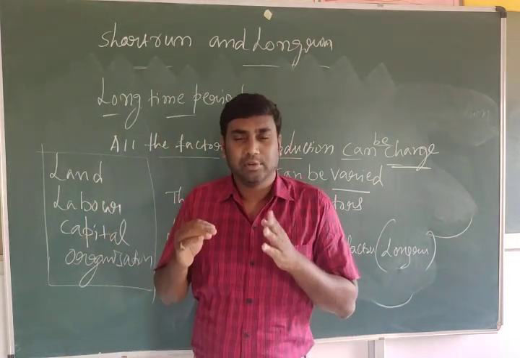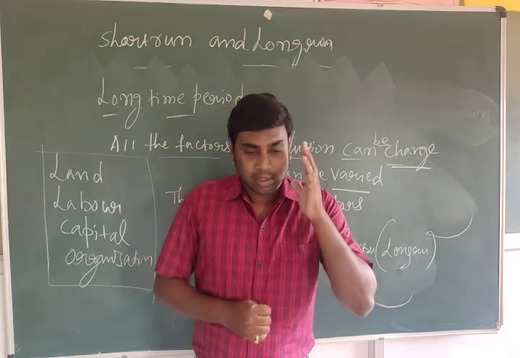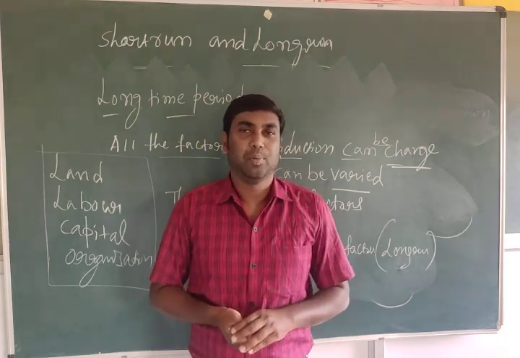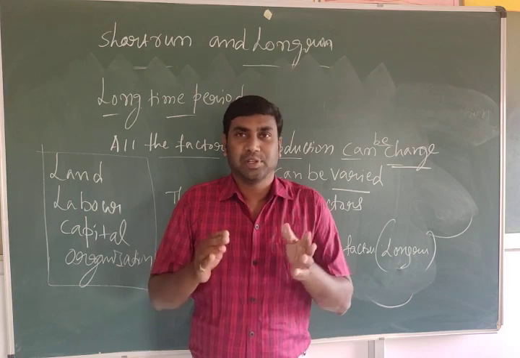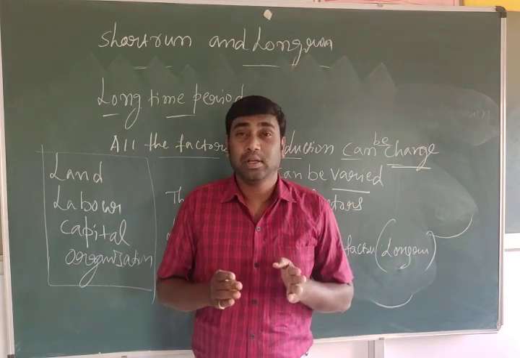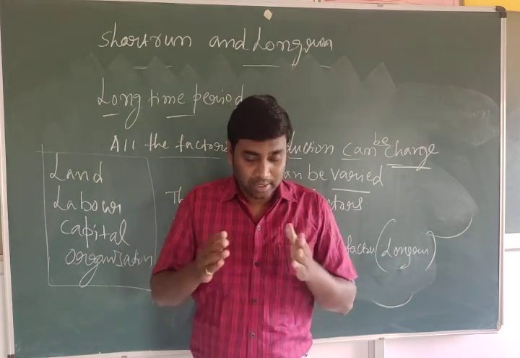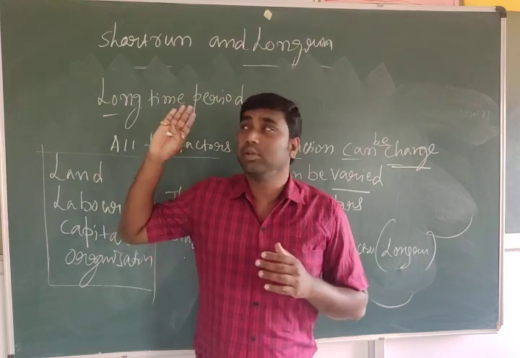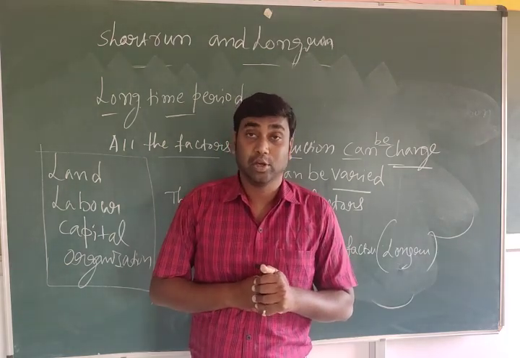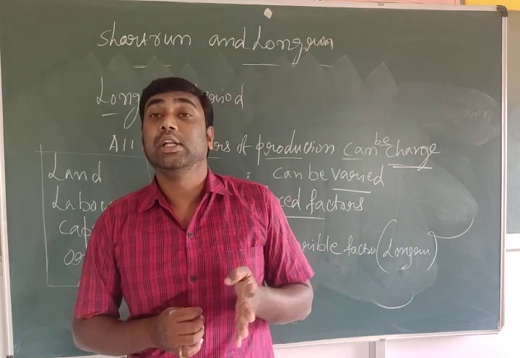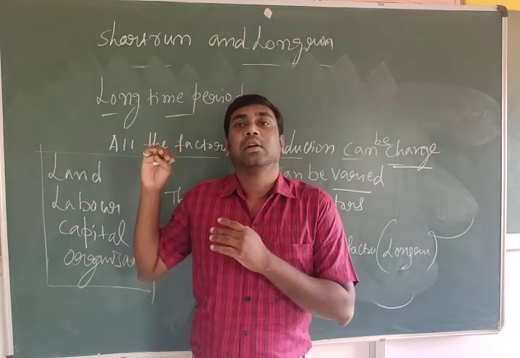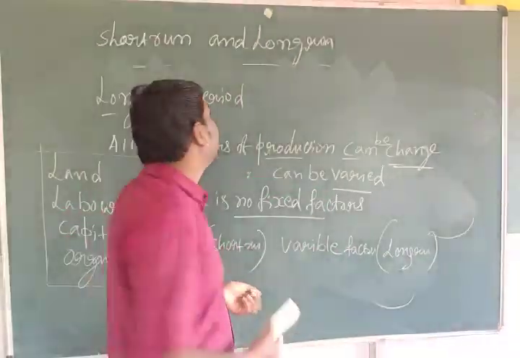Now we should discuss very important topics. After this: total product, average product, marginal product. They are very important for further explanation of the topics. We need to understand the meaning and formulas of total product, average product, and marginal product. I hope you can understand easily with the help of short run and long run. You already discussed in the second chapter of microeconomics, on consumer behavior, total utility and marginal utility, right? Now we have to discuss total product, average product, marginal product.